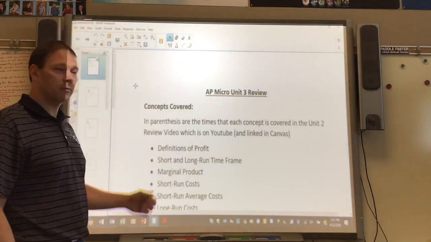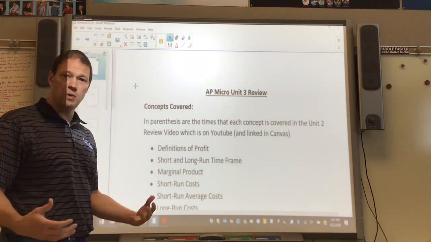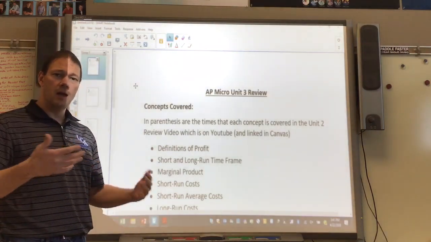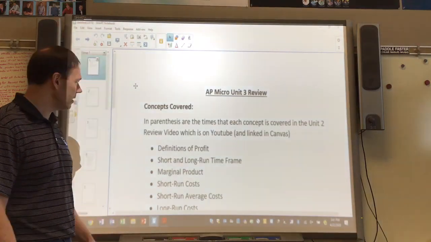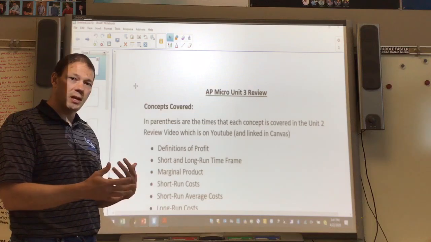So we've got our micro unit 3 review today. We've got two big things that we're covering: cost curves, and then that leads right into perfect competition and all the nuances of that. Some important definitions and concepts here.